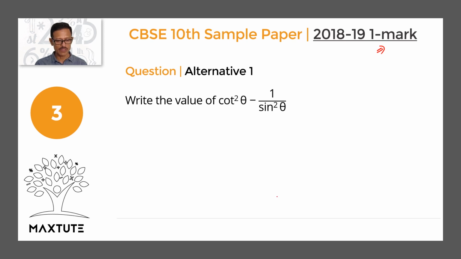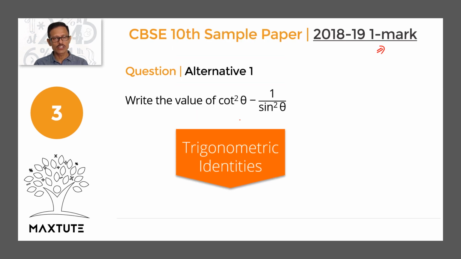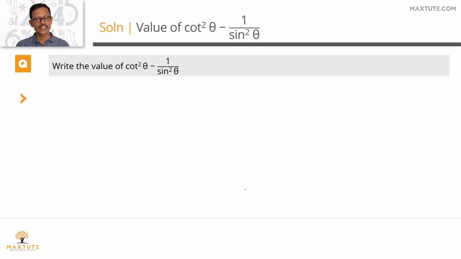Start with question 3, alternative 1. Write the value of cot square theta minus 1 by sin square theta. In any of these questions, the approach is try and see if you can write all those terms that are given, cot theta or tan theta, in terms of sin and cos theta. Cot theta is equal to cos theta by sin theta. So cot square theta is equal to cos square theta divided by sin square theta, minus 1 by sin square theta. So we've written cot square theta as cos square theta by sin square theta.